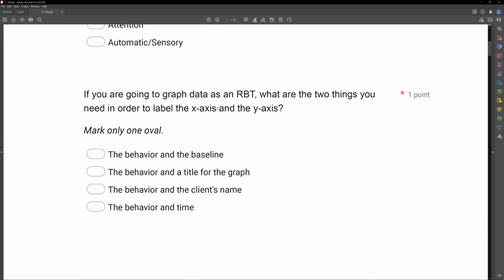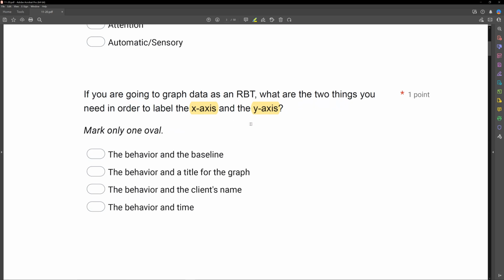If you are going to graph data as an RBT, what are the two things you need in order to label the x-axis and the y-axis? All right, pretty easy graphing question, okay? You have to consider what goes on the x-axis and what goes on the y-axis. Well, let's start with the x-axis. What goes on the x-axis in a graph? Well, typically we're going to put the passage of time, right? Days, hours, sessions, passage of time on the x-axis.